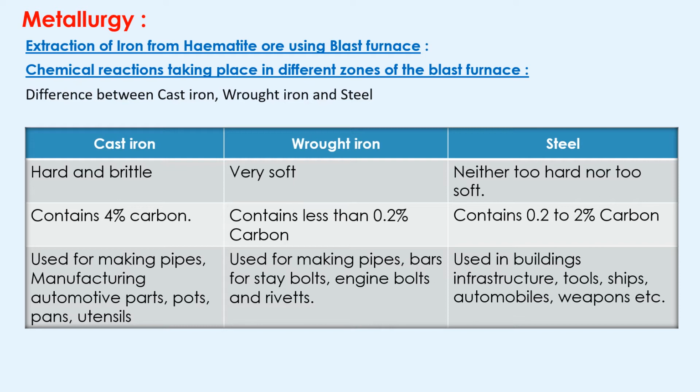So one thing to remember, your cast iron is hard and brittle, your rough iron will be soft and steel will be neither too hard nor too soft. Okay, the cast iron contains the highest percentage of carbon, rough iron will contain a lesser amount of carbon and steel will contain 0.2 to 2% carbon. Okay, and there are some applications of this.